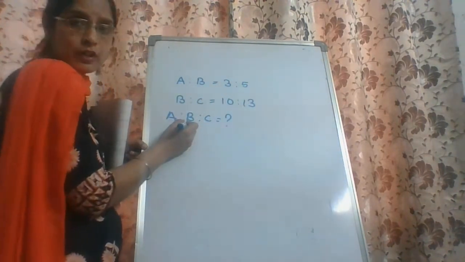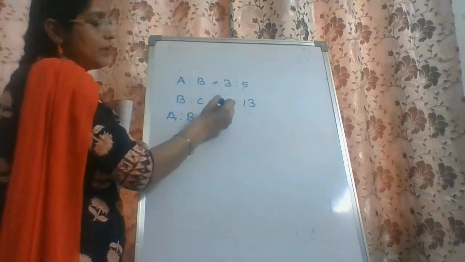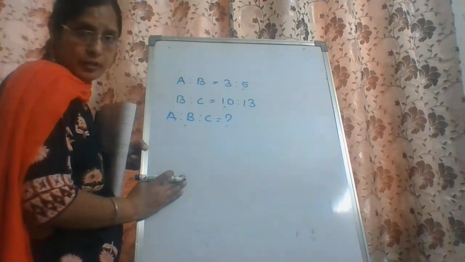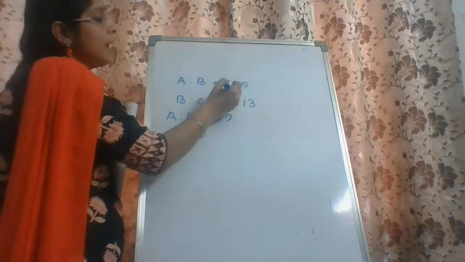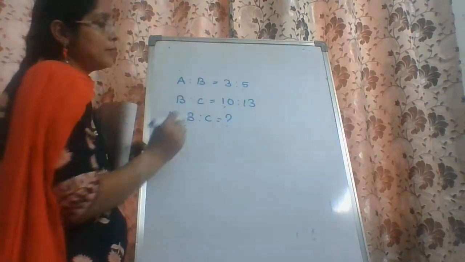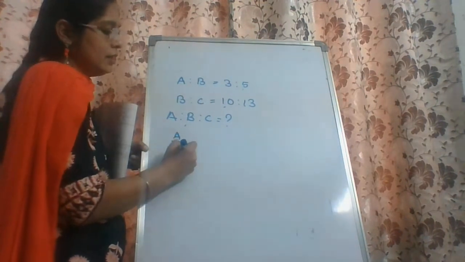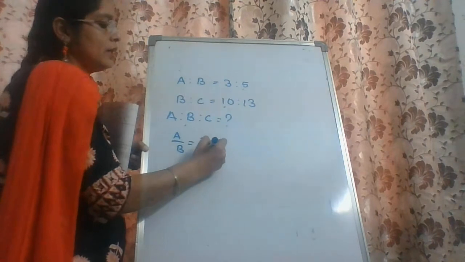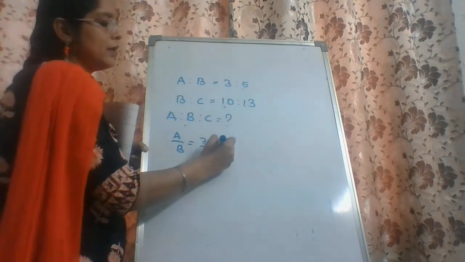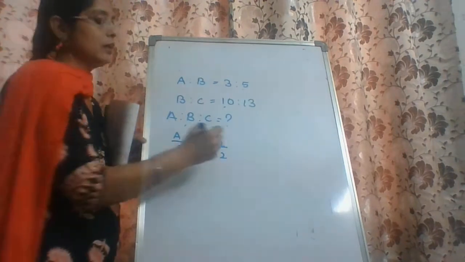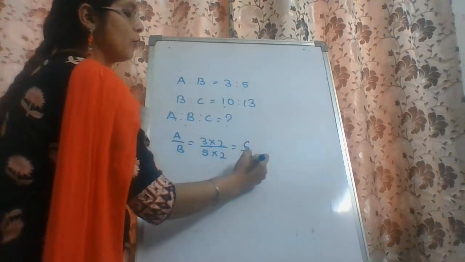That means I should have B the same. Here it is 5, here it is 10. If it is the same, I can write it in the form of a ratio. Now, I can convert this into 10 by multiplying both the terms by 2. A upon B is equal to 3 upon 5. I am multiplying it by 2 so that I get B as 10. It is equal to 6 upon 10.